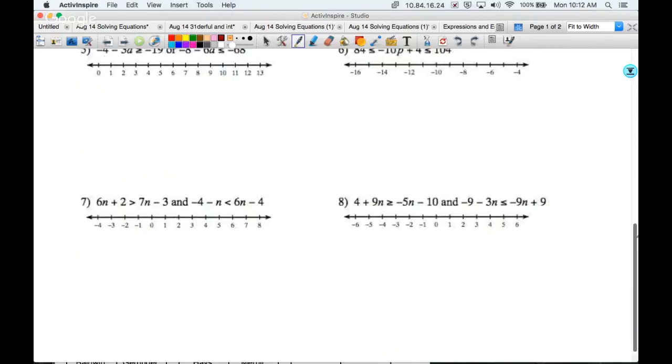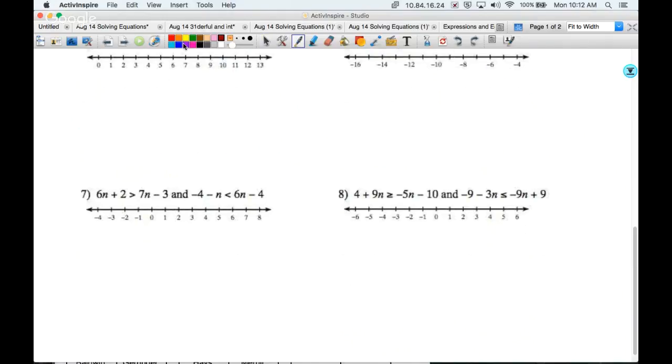I'll do number 8, just picking at random here. I'm going to copy down my inequalities. And just copy down both of them. To solve these, I need to get my like terms together, and I want them to be on the left-hand side. Makes it easier to graph. So let me add 5n to both sides here.